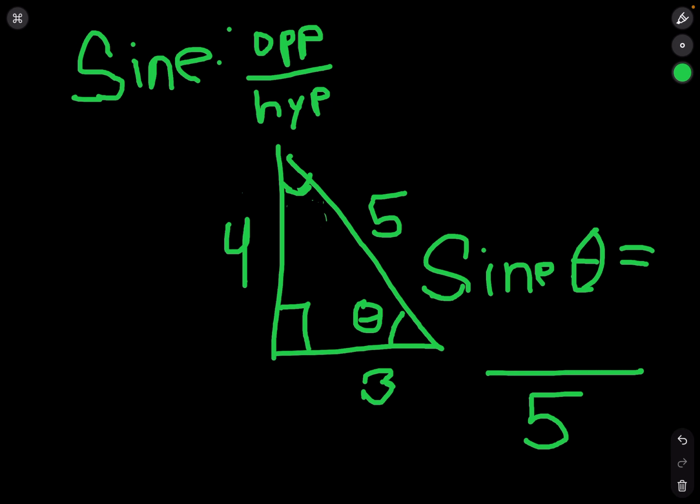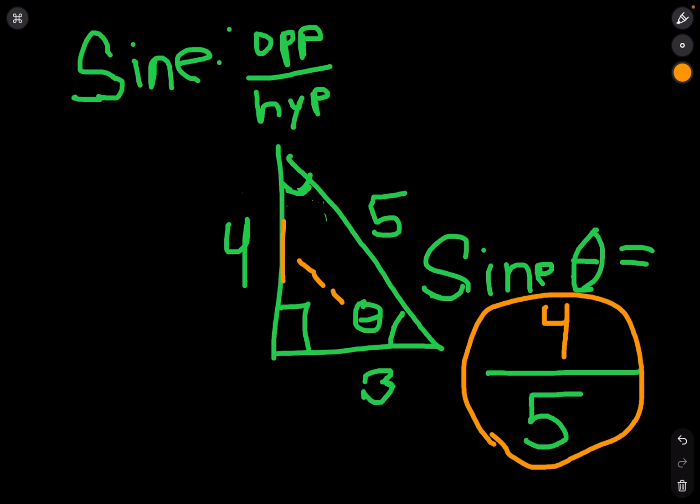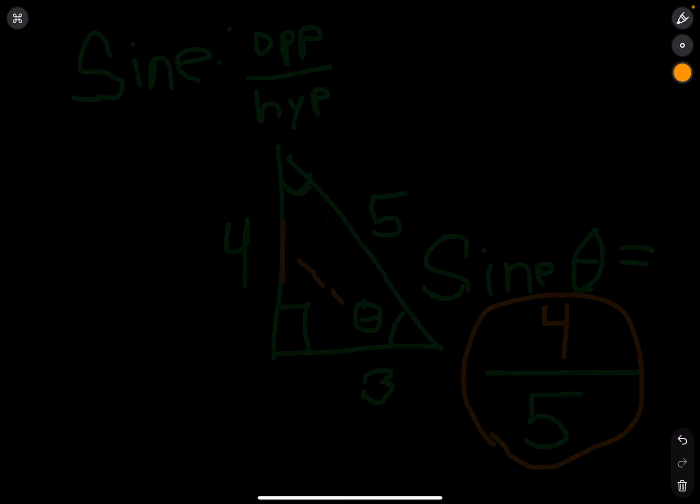What is the opposite? So the opposite, let's take a look here. We're going to go from the angle, and we're going to reach 4, right? So that means the opposite of theta is 4. That means the sine of theta is 4/5. Easy as that. Now these are really, really basic, but sooner or later we'll get into complicated. So now, cosine.